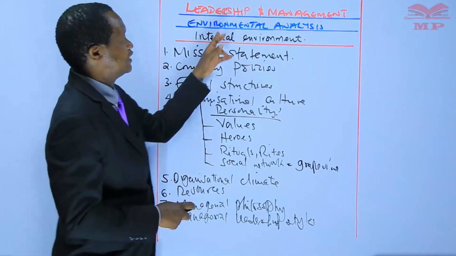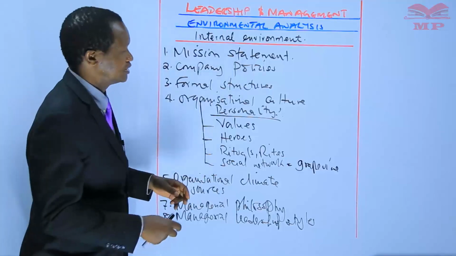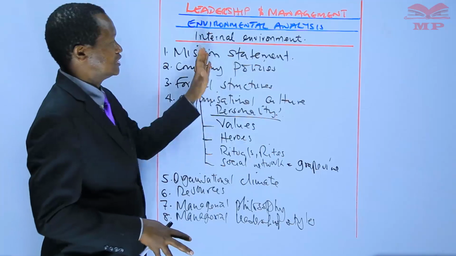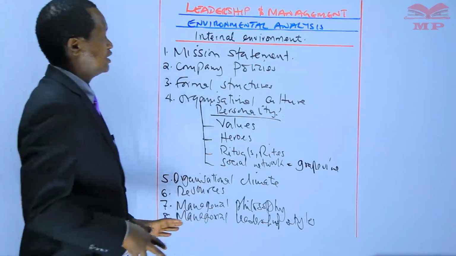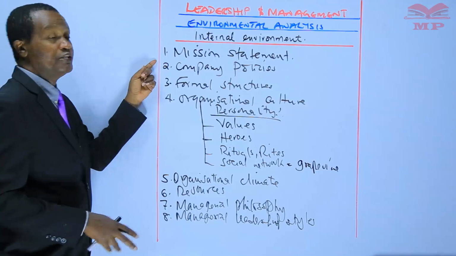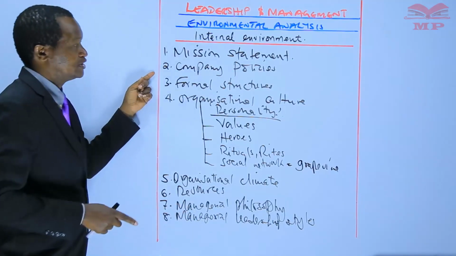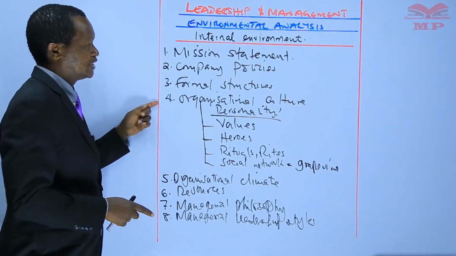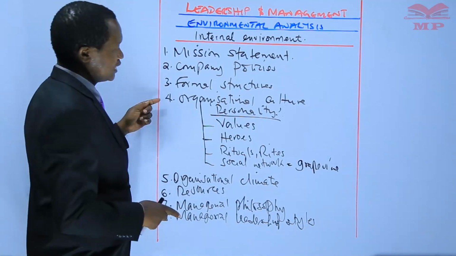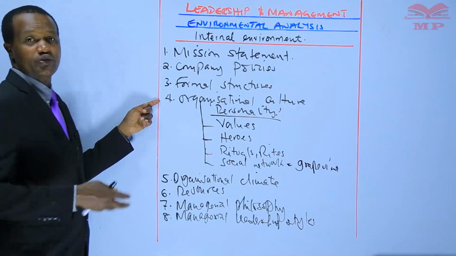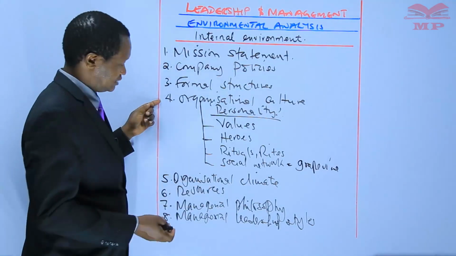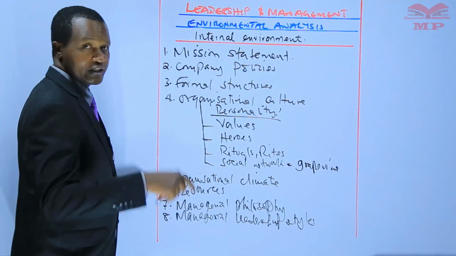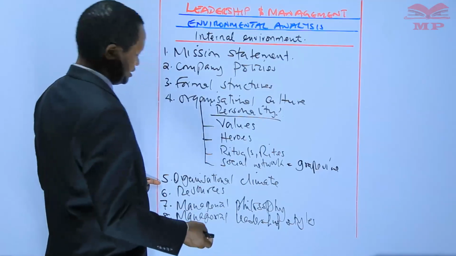And when carrying out environment analysis, candidates, it's important that a manager or the strategist considers all these and many more other factors, beginning with the mission statement. The company policies should be analyzed, formal structures, organizational culture. Organizational culture, for example, candidates can either be a strength or it can be a weakness. The organizational climate can be a strength, it can be a weakness.